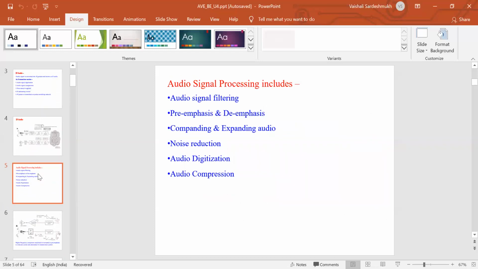Audio signal processing includes audio signal filtering, pre-emphasis and de-emphasis, as we have studied in the case of frequency demodulation. And as we are going with pre-emphasis and de-emphasis, it is important to go with companding and expanding audio. Noise reduction is one of the important parts, then audio digitization and then audio compression.